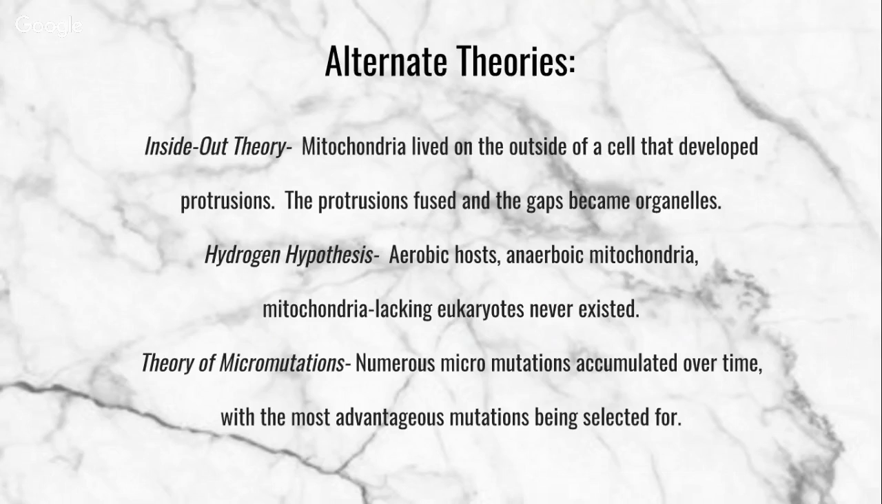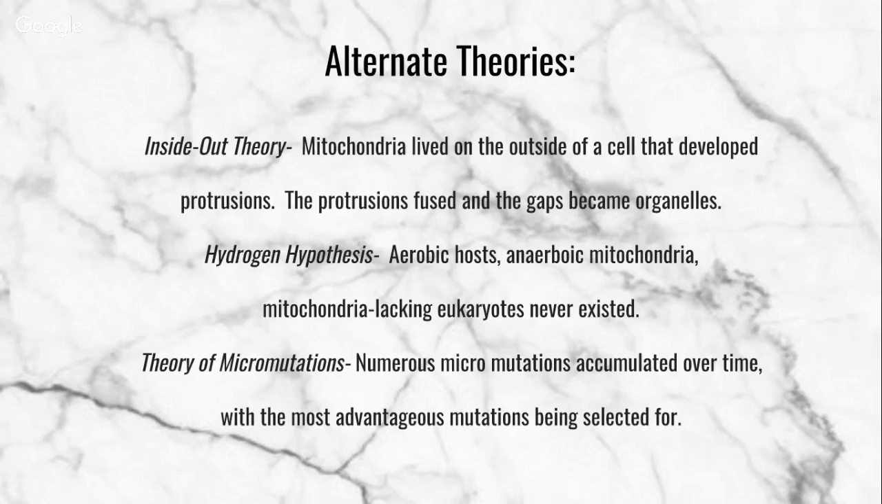The first one is the inside-out theory. This theory proposed that mitochondria lived on the outside of the cell, and then the cell developed protrusions that reached around it, and they fused and enveloped the cell that way. Then the gaps between the protrusions became organelles such as the endoplasmic reticulum. This is different because it says they acquired the organelles by protrusions, while the endosymbiotic theory proposes engulfment.